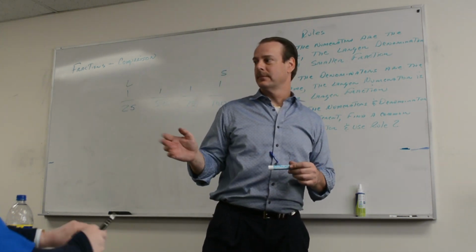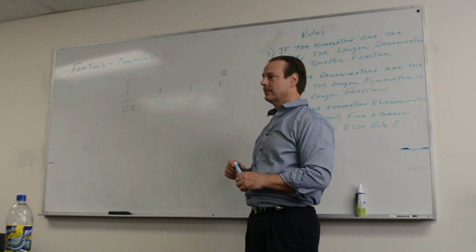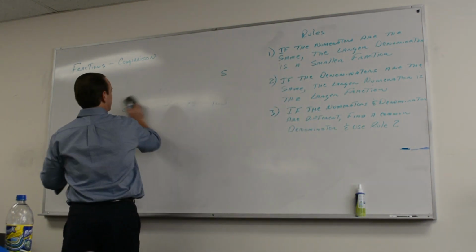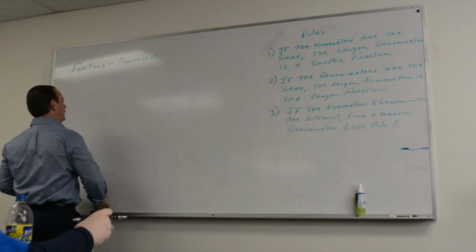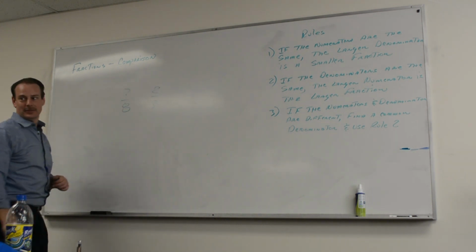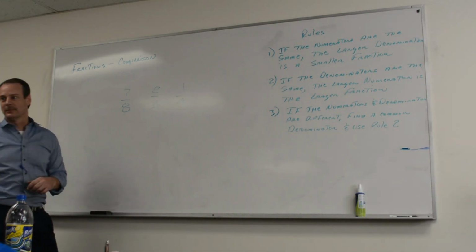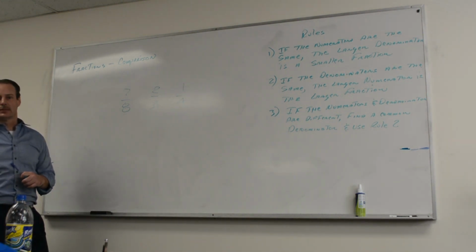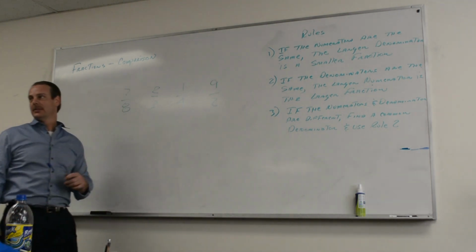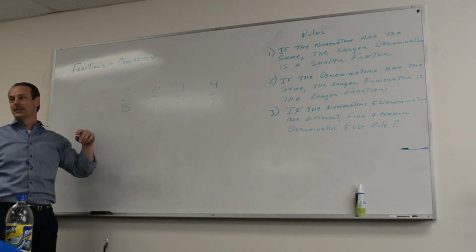So we can even have, like, 7/8, 2/3, 1/4, and 9/2. If it's a mixture of a number and then you turn it around like that, that's an improper fraction.